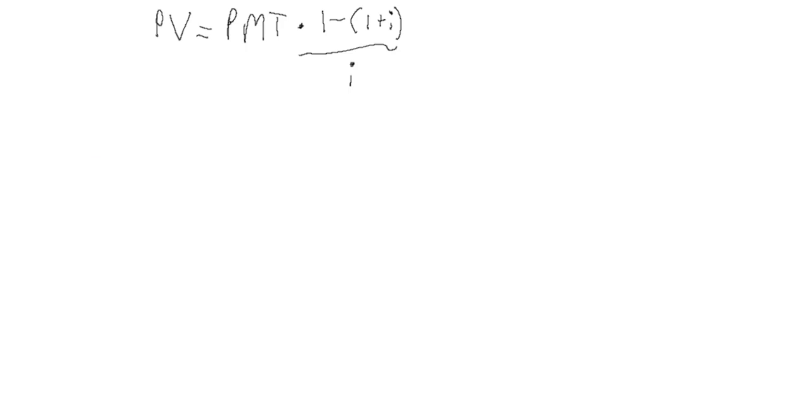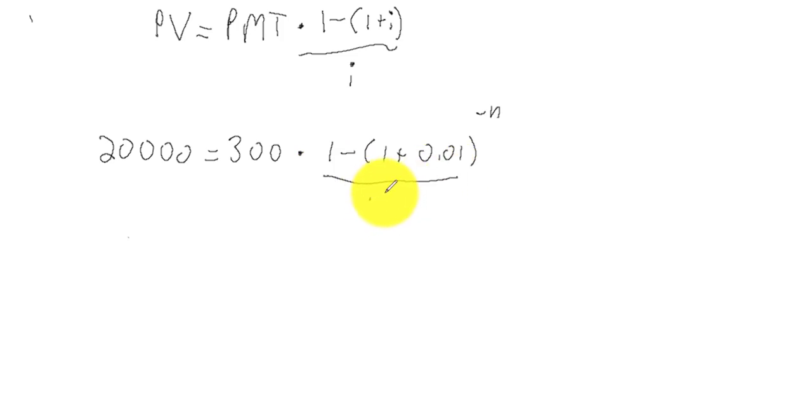Let's see here. All right, so PV was 20,000. PMT was 300. And that's going to be times 1 minus 1 plus the I, which was 0.01, raised to the negative N, which is what we don't know. And this was all over 0.01, right? I is the 0.01.